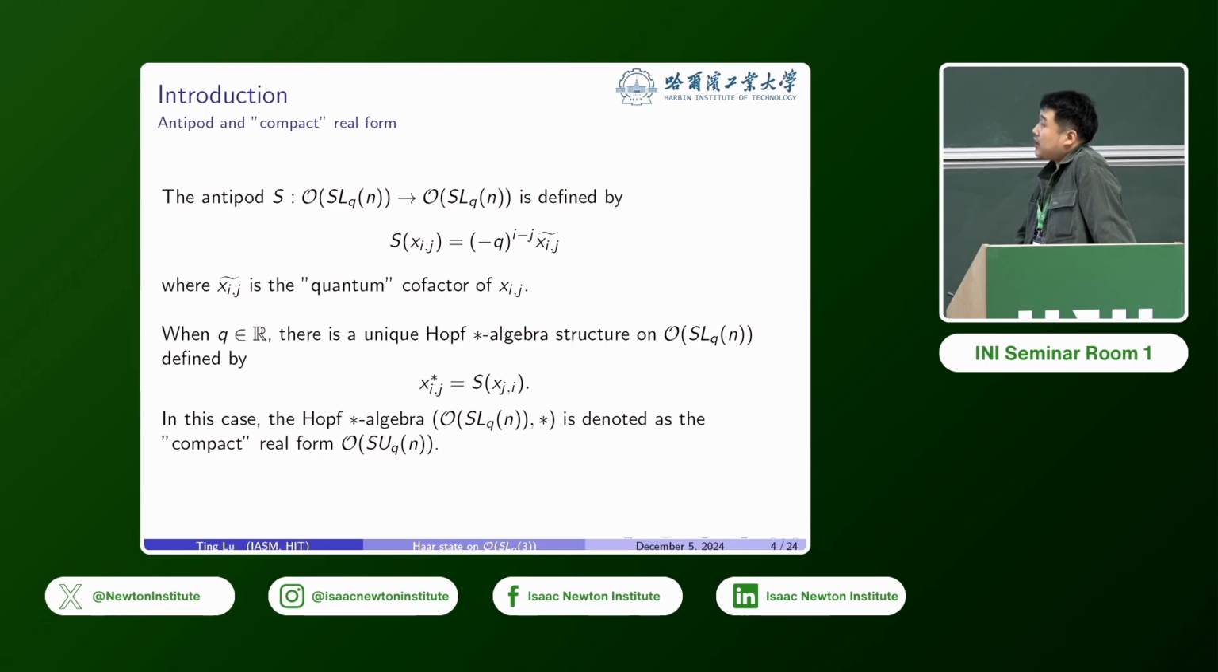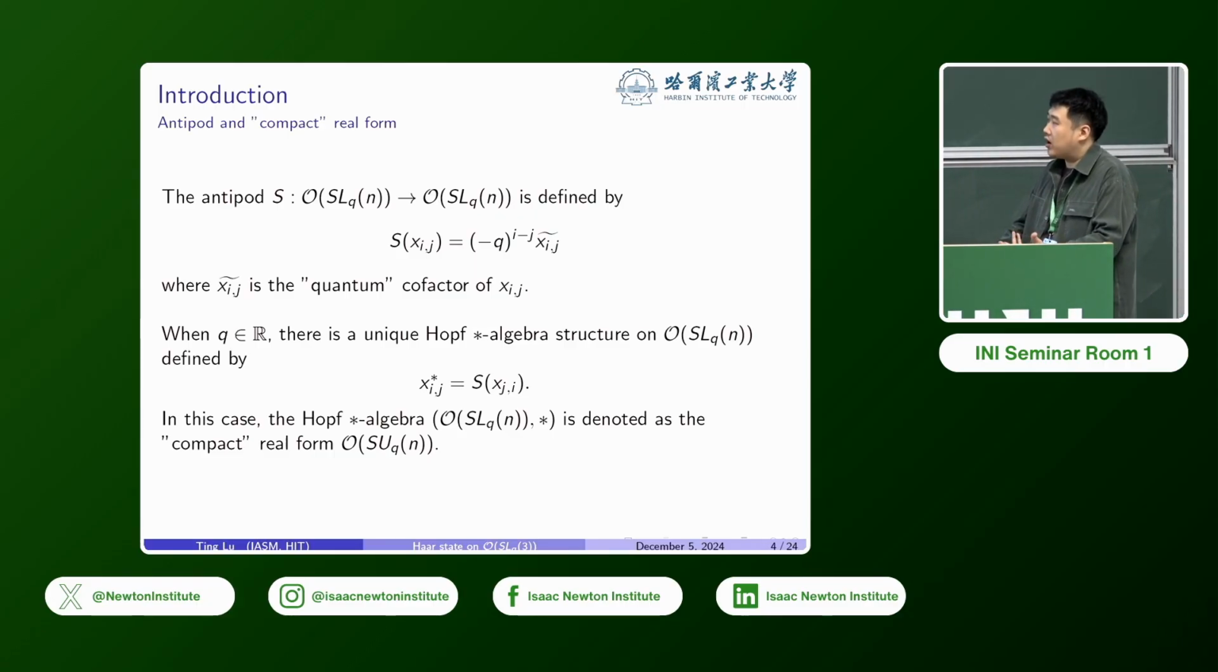And if q is a real number, then we can define a unique Hopf star algebra structure. And the star operation is defined by the antipode. And in this case, we'll call this Hopf star algebra the compact real form, OSUQN. Here, this word compact has no real meaning. It's just an analog of the classical case where the special unitary group is the compact real form of the special linear group. So there's essentially no topology here.